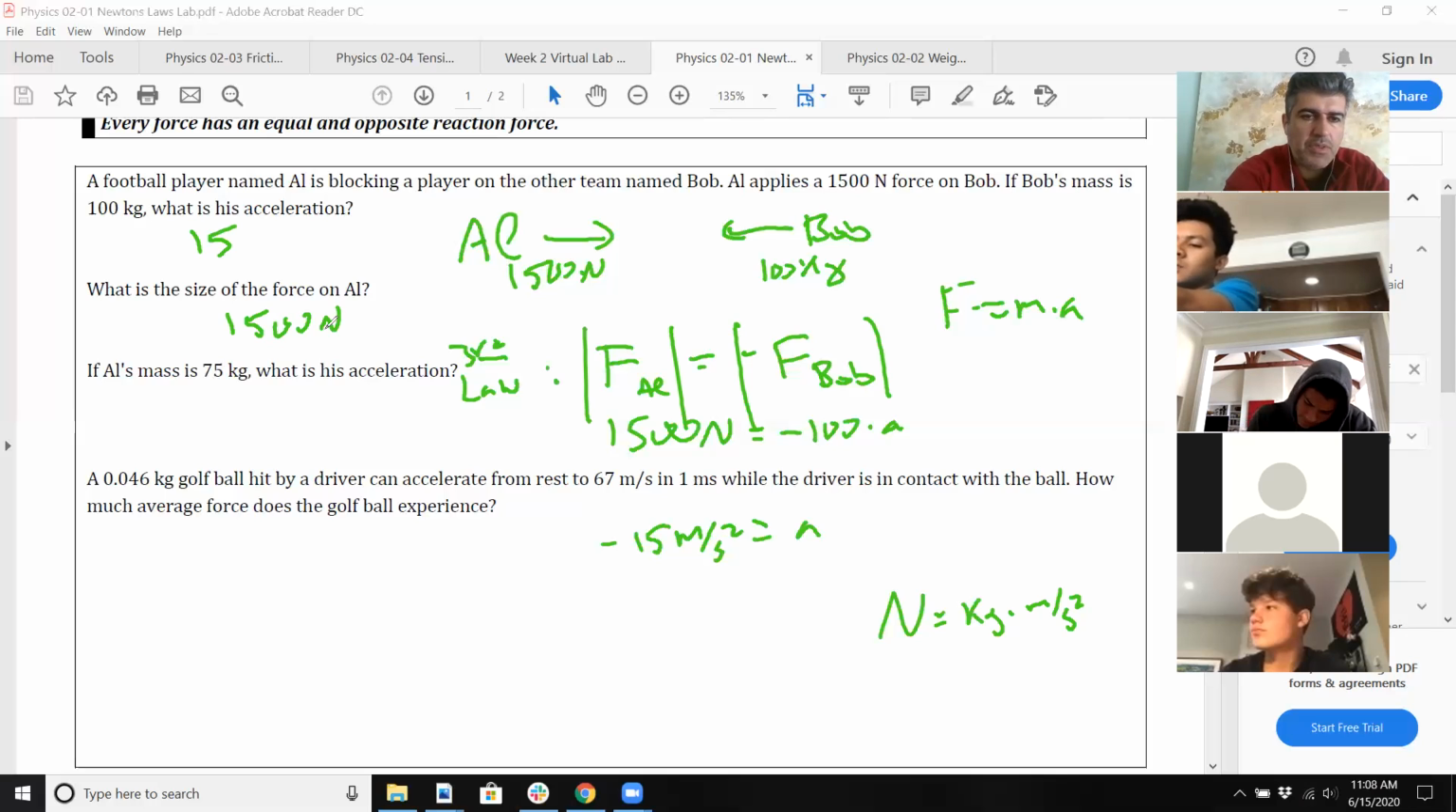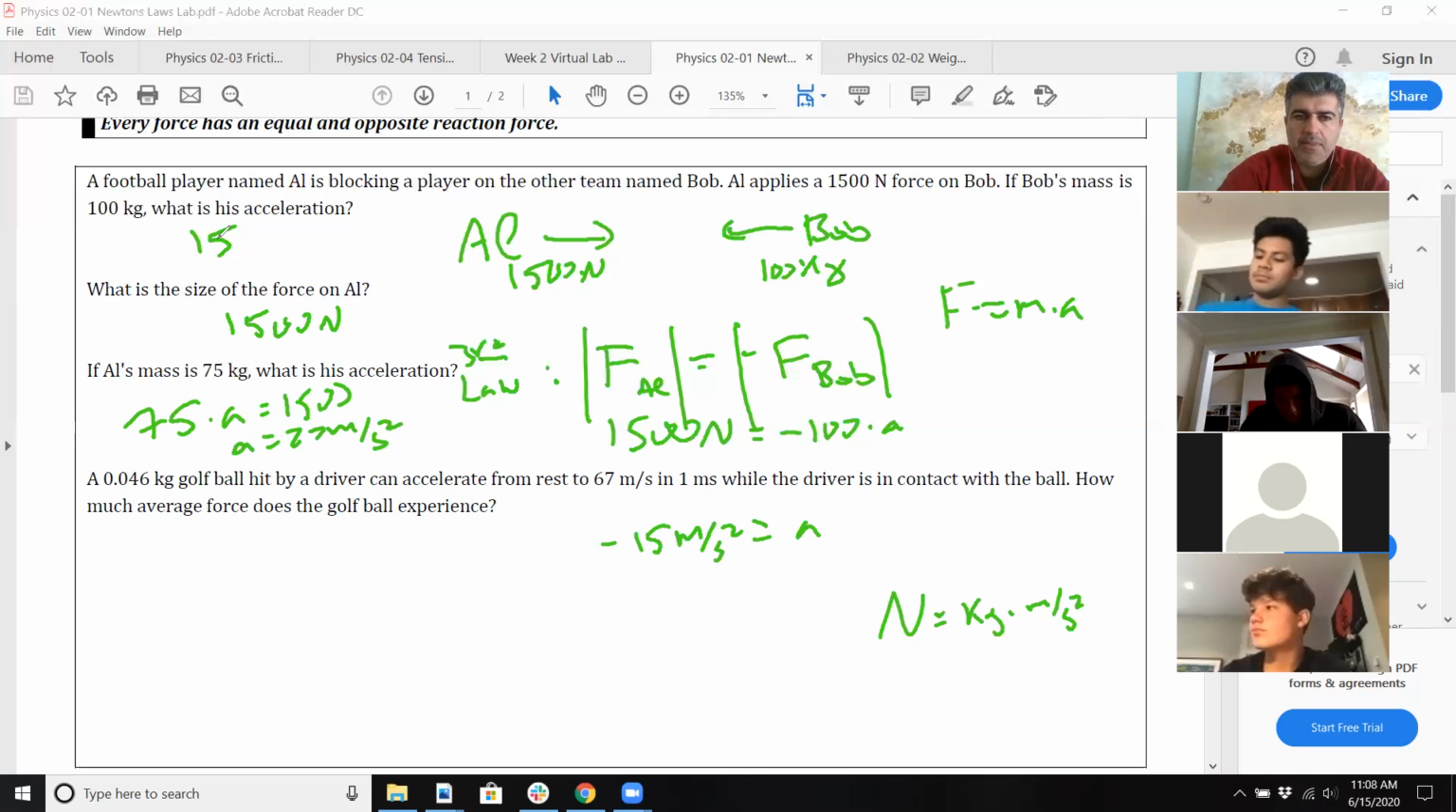If Al's mass is 75 kilograms, so 75 times a equals 1500. So his acceleration is 20 meters per second squared. So hopefully that makes sense for that one. So any questions about these first three questions? Hopefully those seem pretty straightforward.